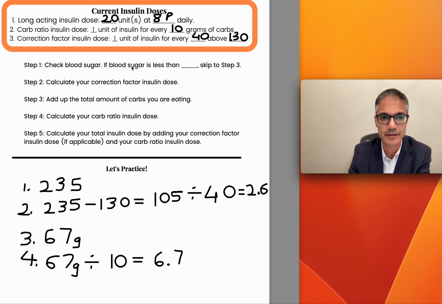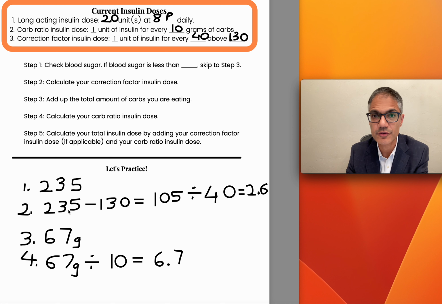Okay, because in step one, it's not less than 130, so we won't skip to step three. So step two, then we calculate the correction factor. So in this case, it's 235, and we'll teach you this math over and over, but it's 235 minus 130. That 130 is prescribed to you, so it's up here. And then you'll take that answer.